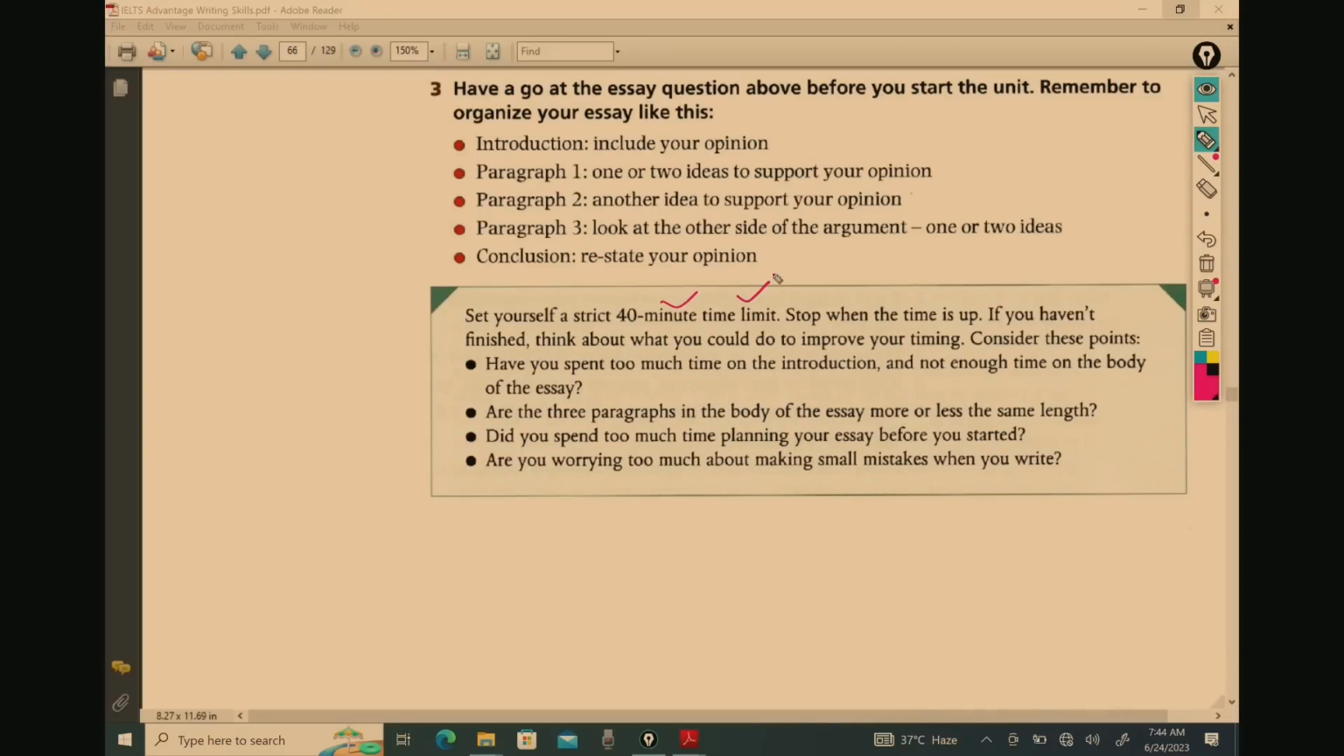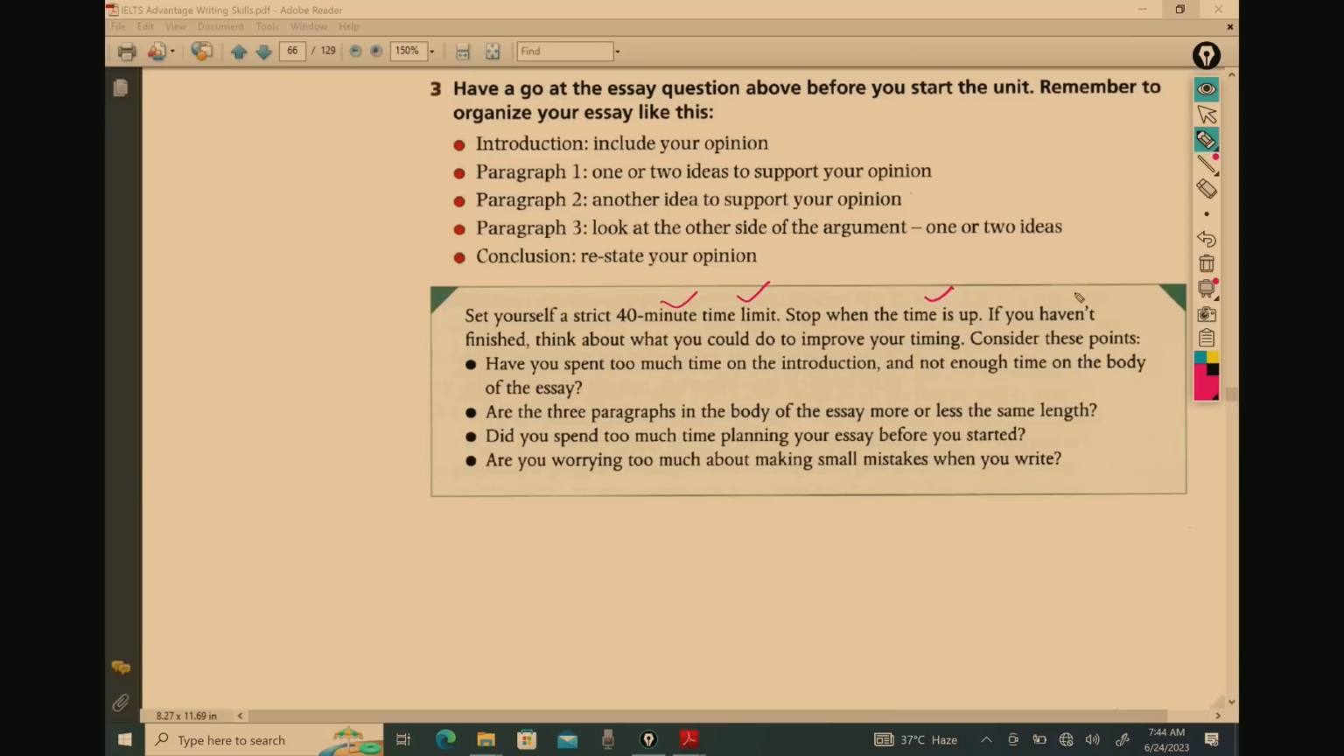Okay, set yourself a strict 40-minute time limit. Now remember, you should start with task 1 and do task 2, okay? Stop when the time is up. If you haven't finished, think about what you could do to improve your timing. Where do you waste your time? Consider these points. Now the first point is, have you spent too much time on the introduction and not enough time on the body of the essay?